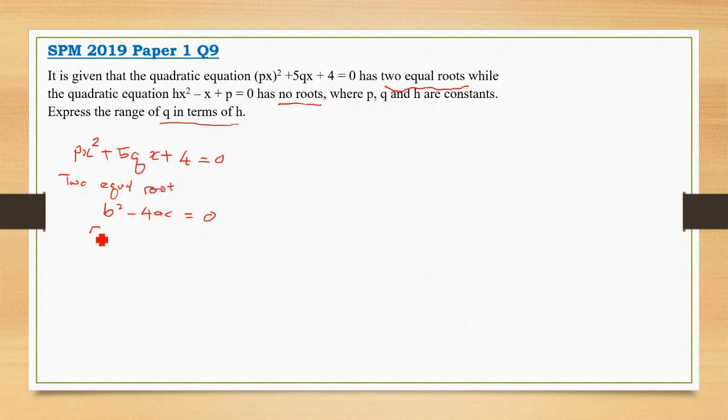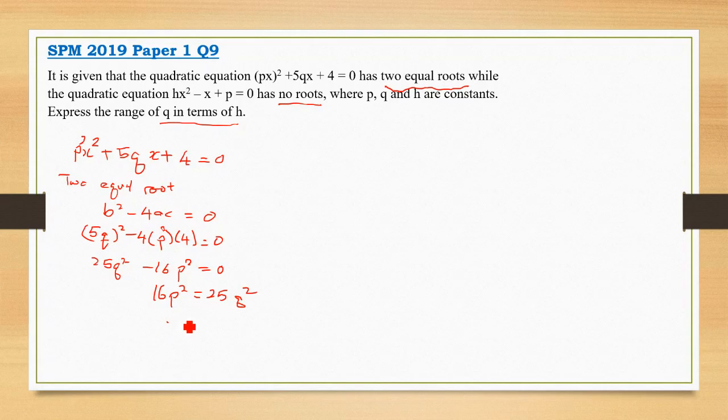So put it in, so you have 5q squared minus 4 times p times 4. And then we try to simplify this. We might not be able to solve because there are 2 unknowns here. Sorry, I missed out the square here, because this one, the whole thing squared, so it's 25q squared. Okay, so you have 16p minus 25q squared equals to 0. So what we have is 16p is equal to 25q squared.